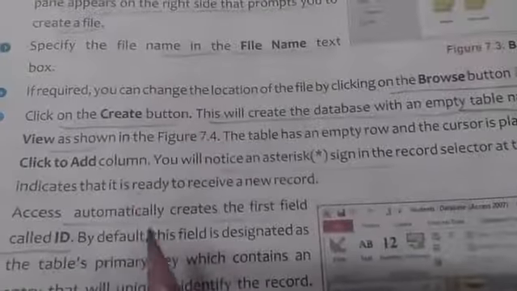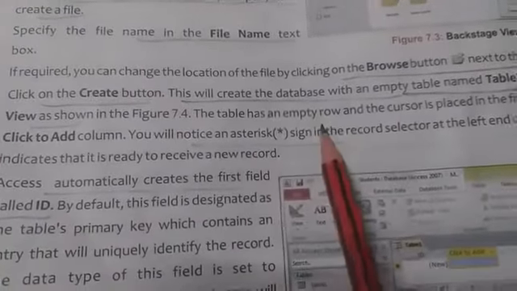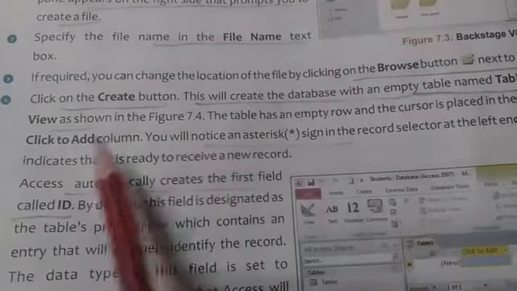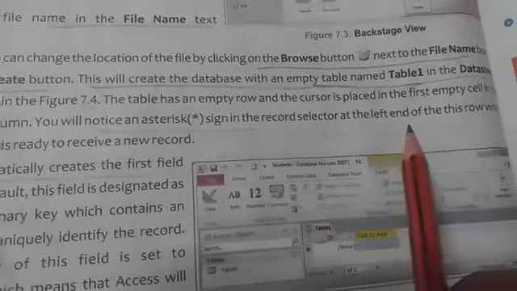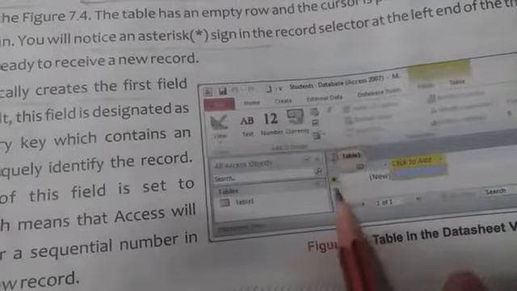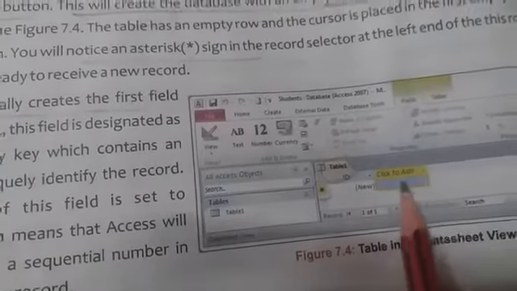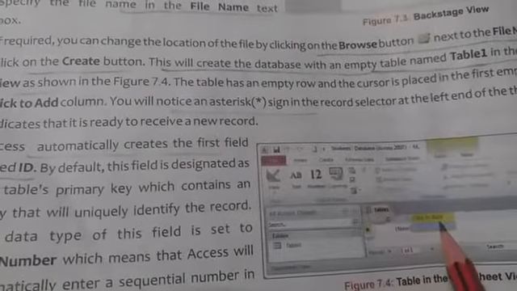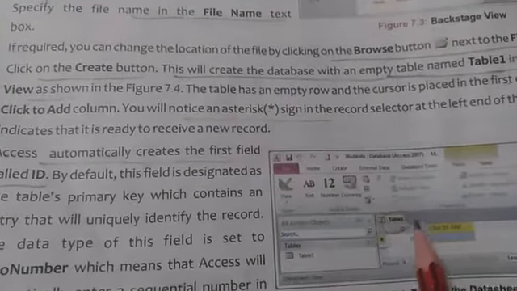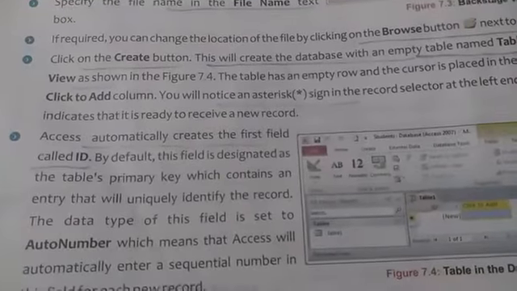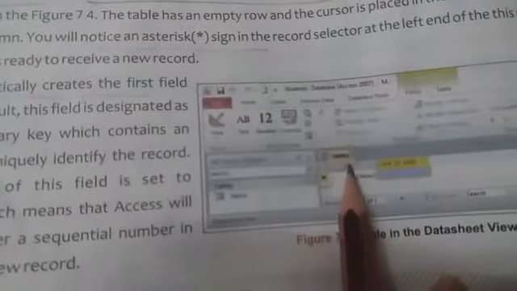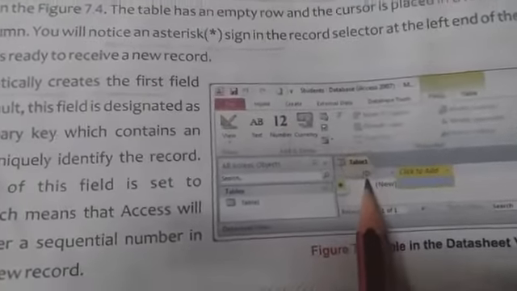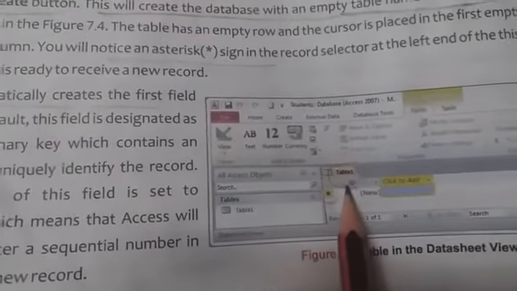After this the table has an empty row and the cursor is placed in the first empty cell, and you can use click to add column, and you will notice an asterisk sign in the record selector at the left side of this row. Yes, you can see this is the asterisk sign, and all records are blank. Here you can enter the information that you want to enter in table 1. Access automatically creates the first field called ID. The first field, your first column, its name by default is ID, but you can change this.